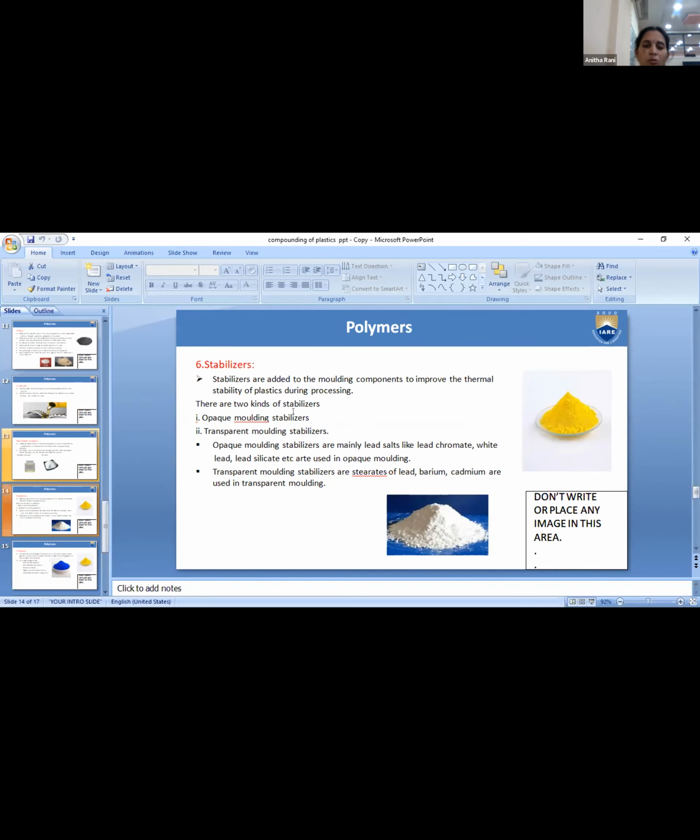So there are two kinds of stabilizers we use: opaque molding stabilizers, without transparent light, and transparent molding stabilizers. We will use examples. Opaque molding stabilizers are like lead salts, like lead chromate. You can see here lead chromate, and we will use white lead and lead silicate, etc. For transparent molding stabilizers, we use lead stearate.